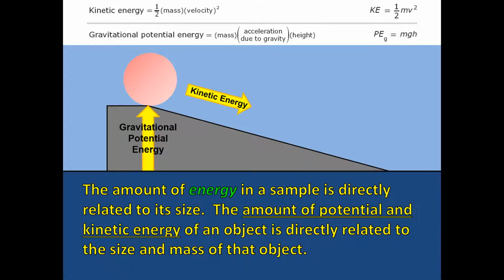Next is energy. The amount of energy in a sample is directly related to its size. The amount of potential and kinetic energy of an object is directly related to the size and mass of the object. Energy is related to size because you can think of it, if I took boiling hot water and spilled a drop on you, yes, it'll burn that spot. But if I poured an entire cup of boiling hot water on you, that's a whole lot more energy. That would be transferred onto you and would cause significantly more damage than a single tiny drop.